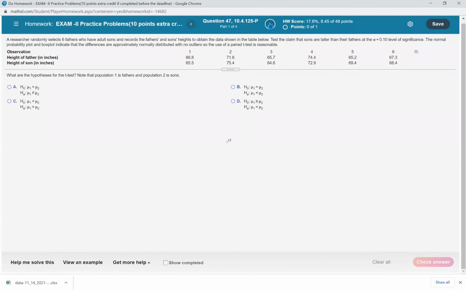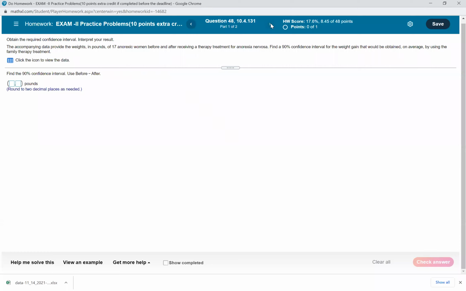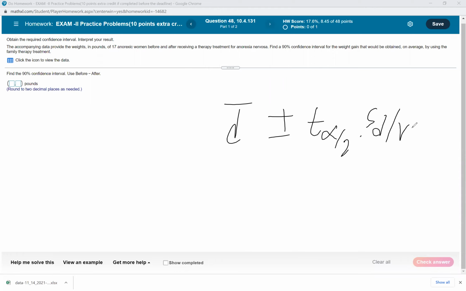Okay, this is also a similar type of problem, and I think this is the last one. Here, preliminary data analysis indicates that use of a paired t-test is reasonable. We have too many examples from the paired t-test. So this is the confidence interval for a paired sample. The confidence interval will be d bar plus or minus t alpha over 2 times sd over square root of n.